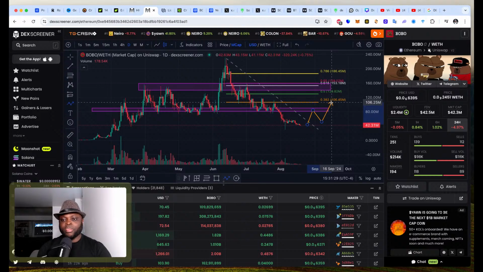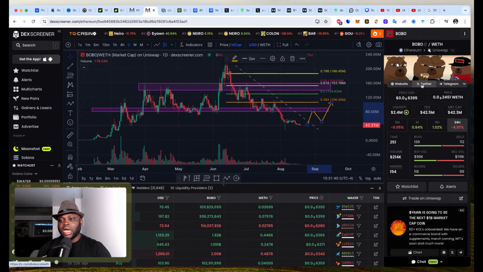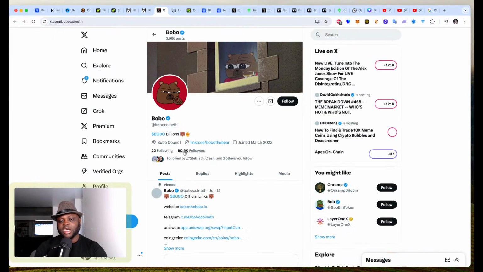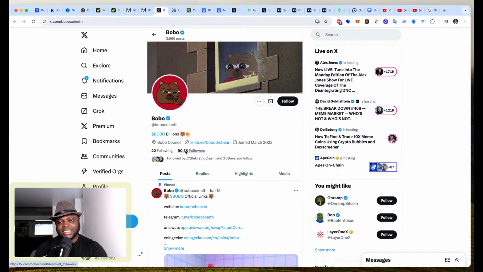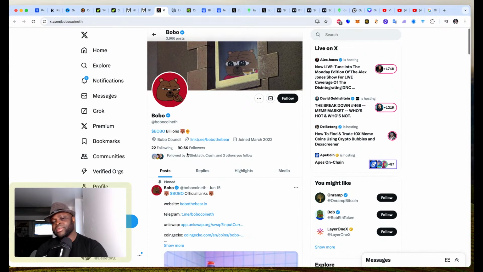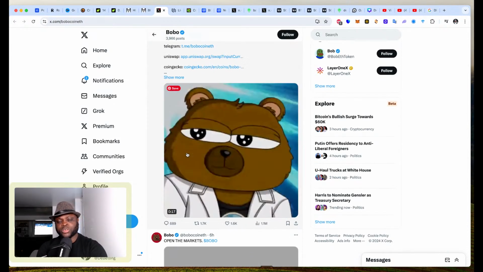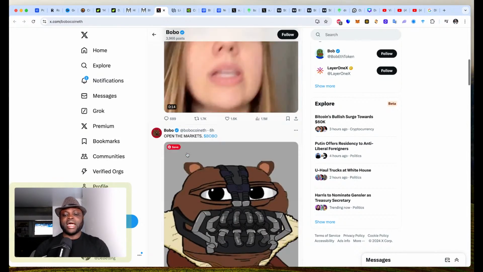Guys, before I go there, another thing I want to look at, even though to me it's not that significant, but I'm going to explain what it means to me. I want to go to the Twitter, or X, platform of this coin and see how many followers they have. Bobo has 9.6K followers. It means maybe there are people here, almost 100K following on X, who actually love this coin and are holding strong.